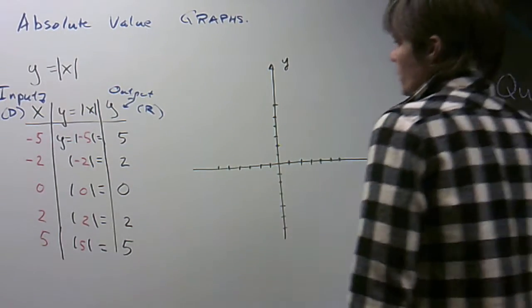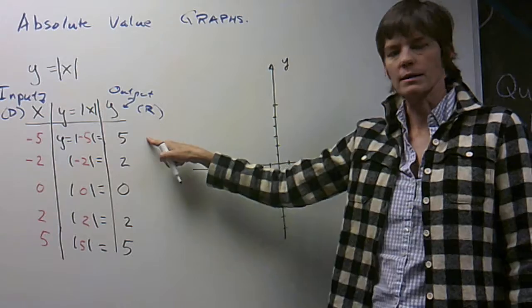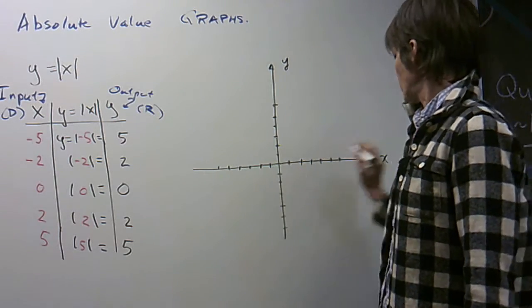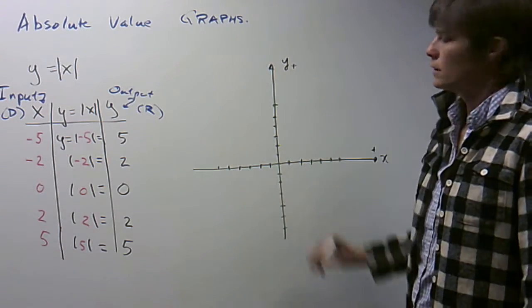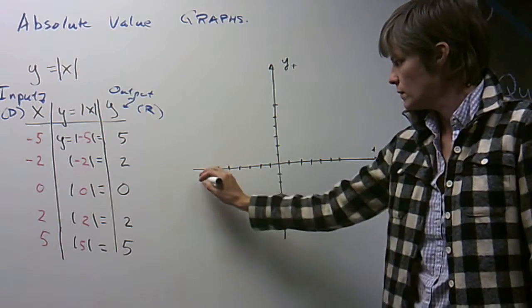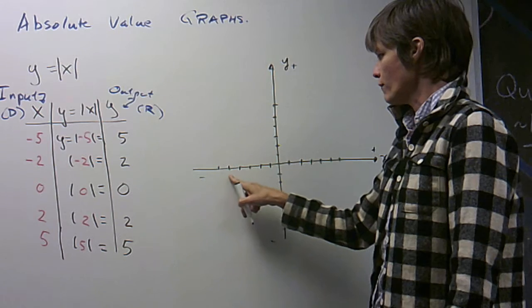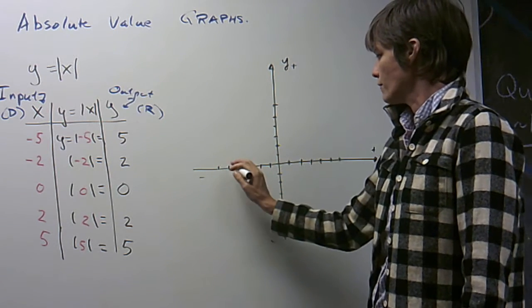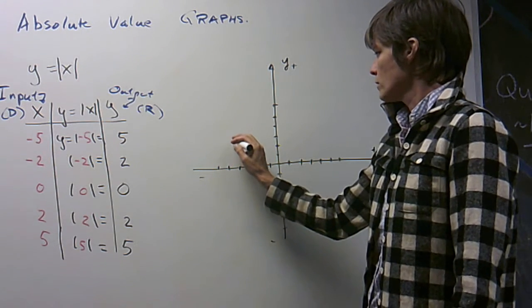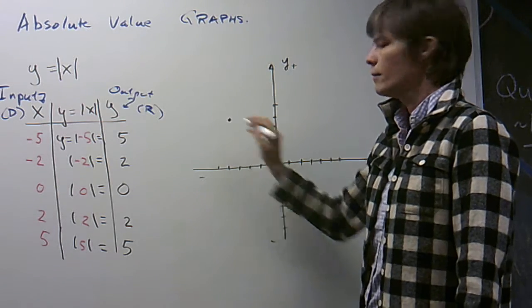Good times. Alright, so -5, +5. Remember, these are the positive directions, like our north and our east. These are our negative directions, our west and our south. And we go up 5 for the y. So this is the x, and then 1, 3, 4, 5, y.